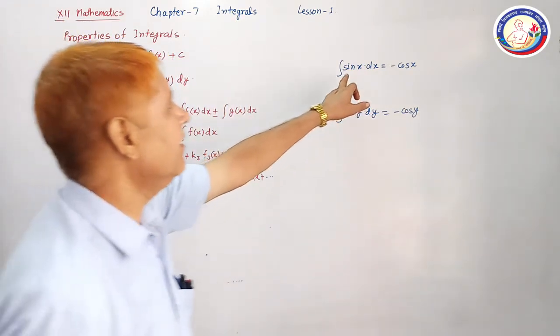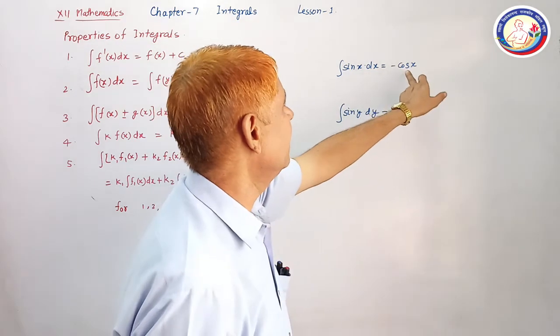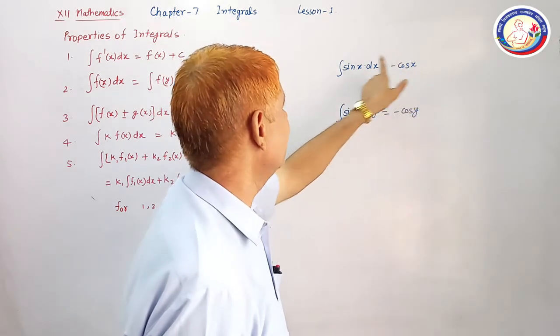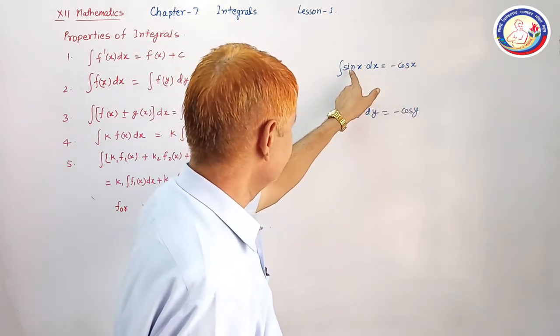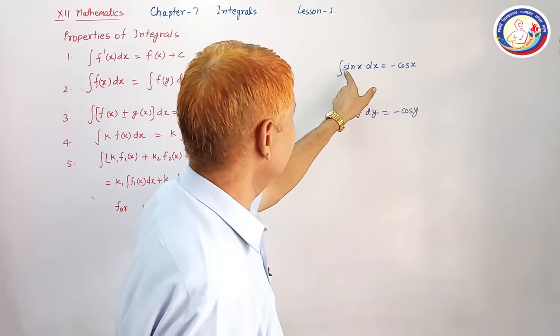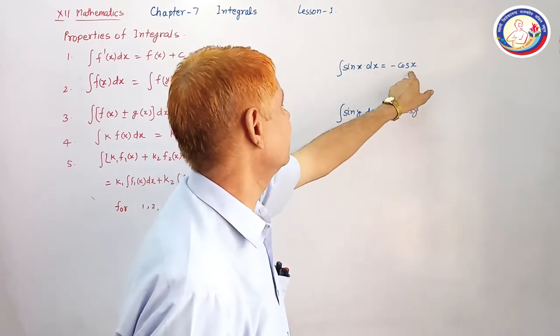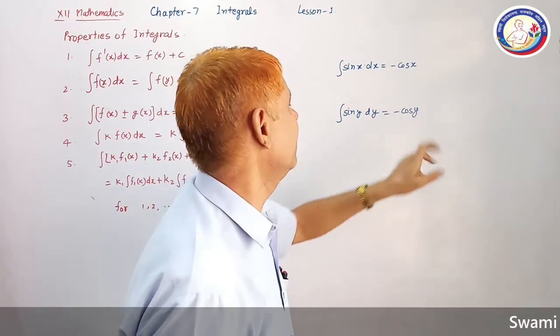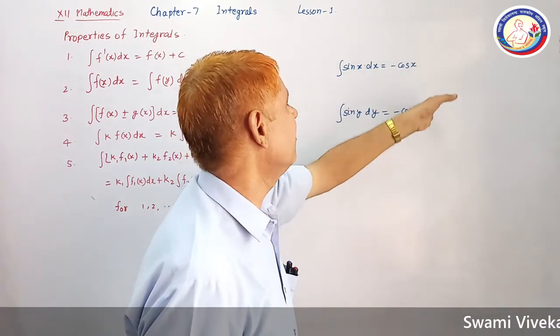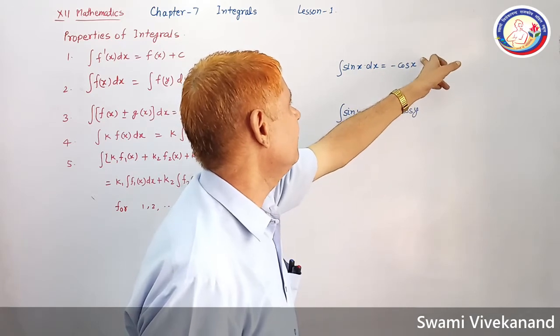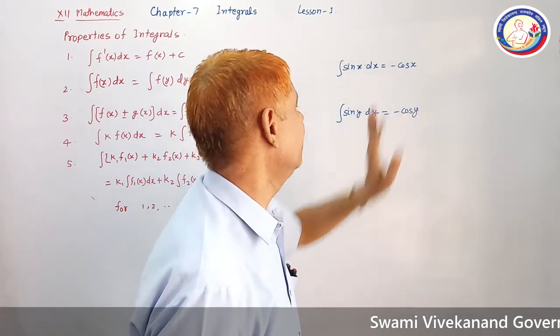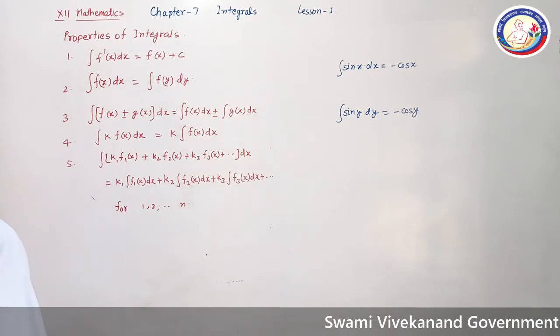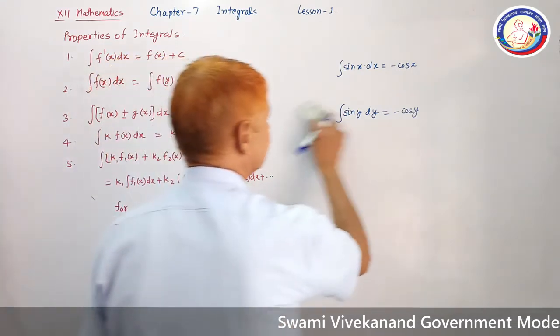Because x is a variable, for sine x, the derivative of cos x is minus sine x. So the integration of sine x will be minus cos x. And integration of sine y with respect to y will be minus cos y. These are similar. There is no difference between the two except the variable is different here. So changing of variable makes no difference in integrals.